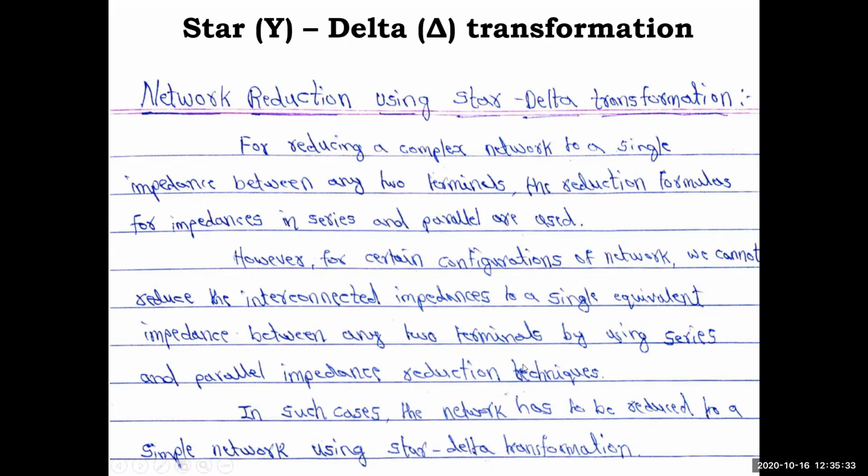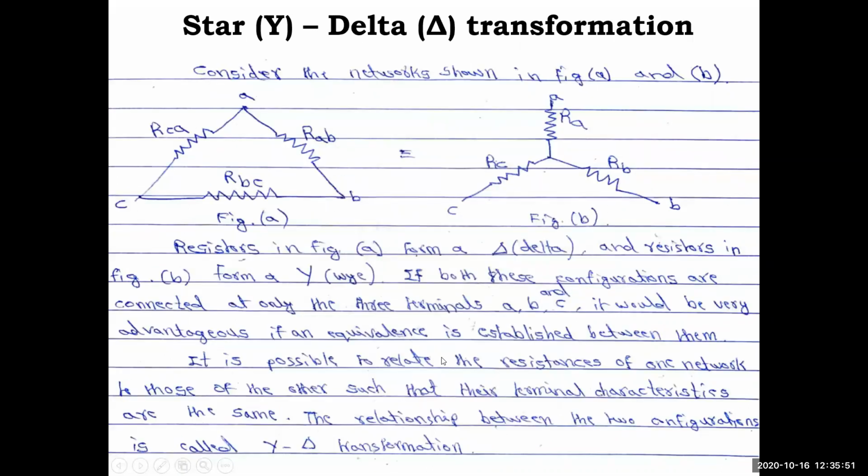So you'll be seeing some networks where you could not apply any resistance in series or parallel, so they will be in a shape like Y or delta. That's why in this topic we are going to consider star delta transformation. So let us see the concept of star and delta network here.